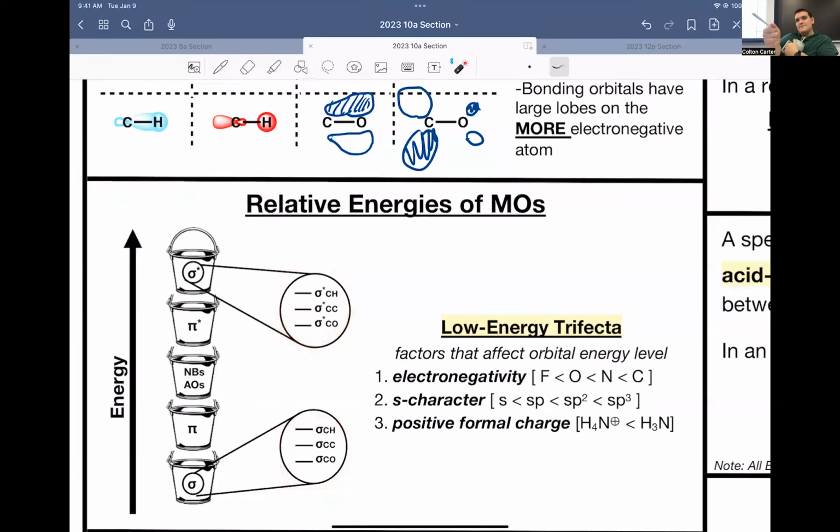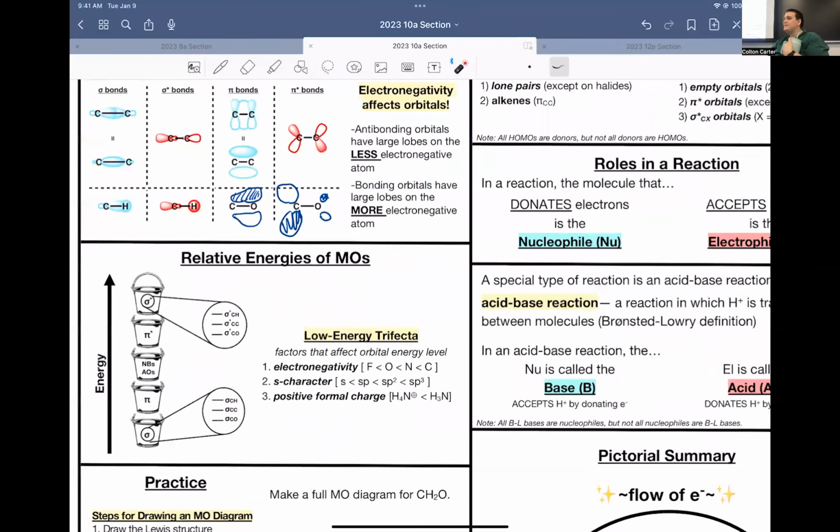Questions? I see confusion. Yes, I would say the buckets are symmetric, and then within the bucket, it's a copy paste. Yes.